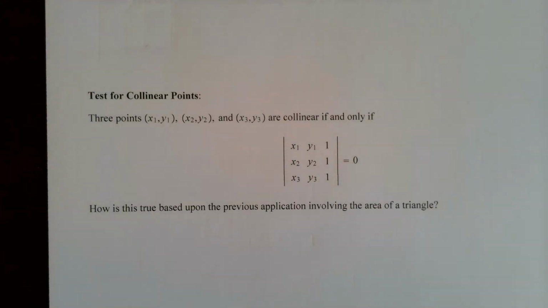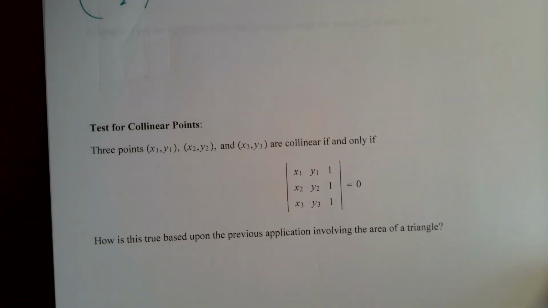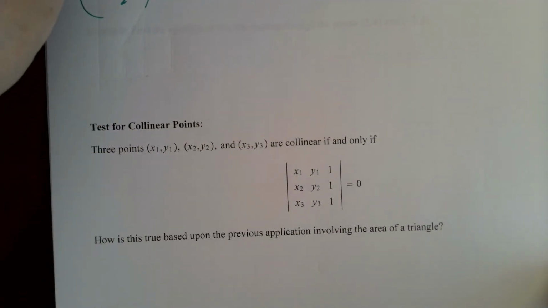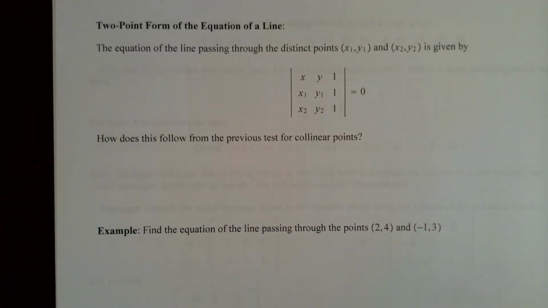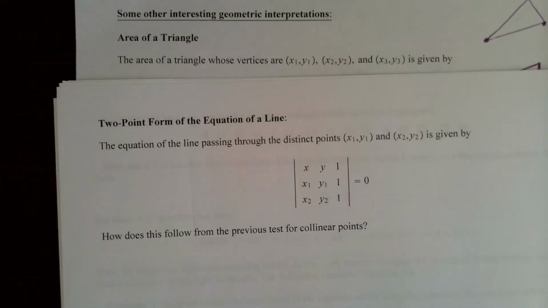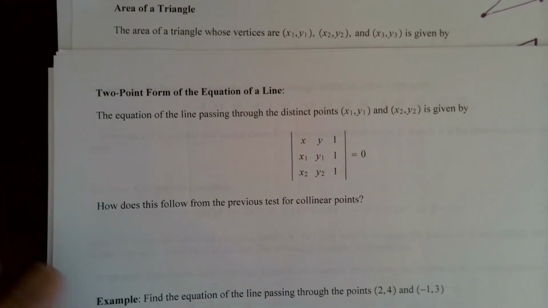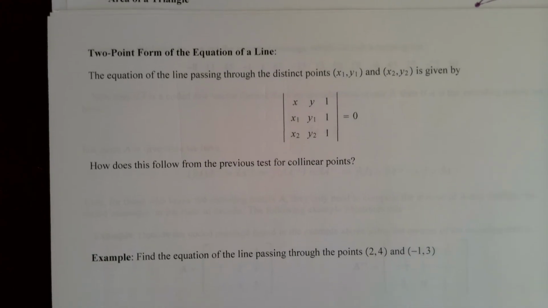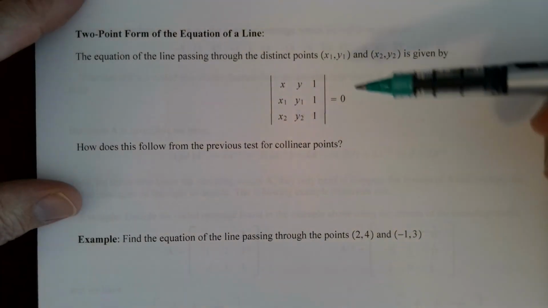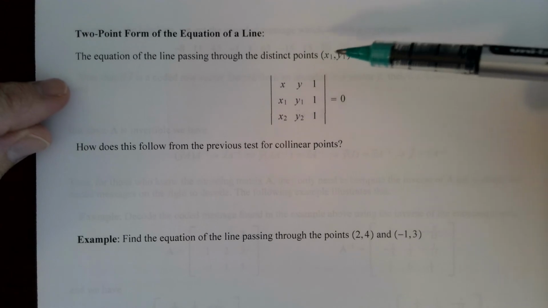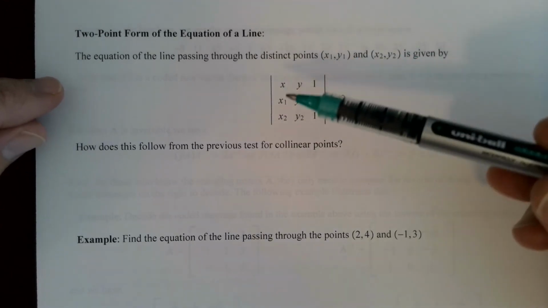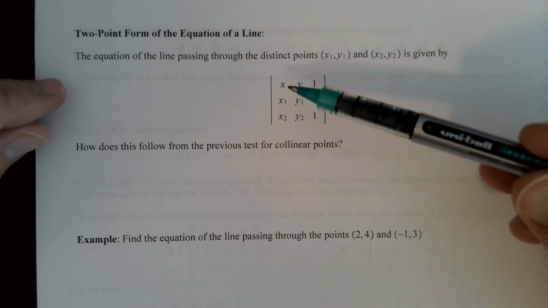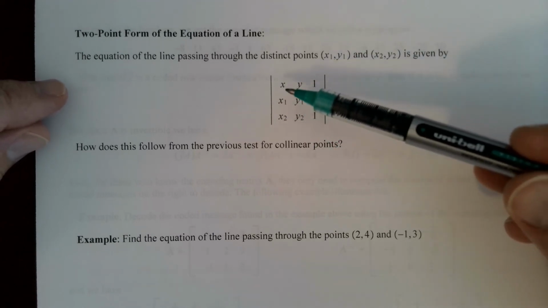Okay, and then with this, we can also move to the equation of a line. Now, a lot of you know how to find the equation of the line, y equals mx plus b, the point-slope form or the slope-intercept form. But this again goes back to this equation. The equation of the line passing through the distinct points x1, y1, and x2, y2 is given by this equation. Notice I've got x and y here. These are variables.